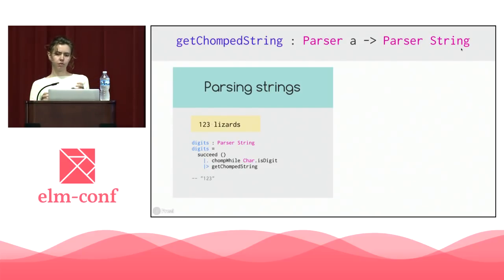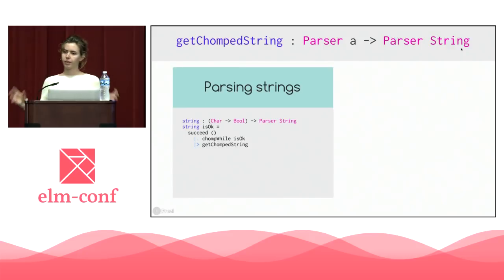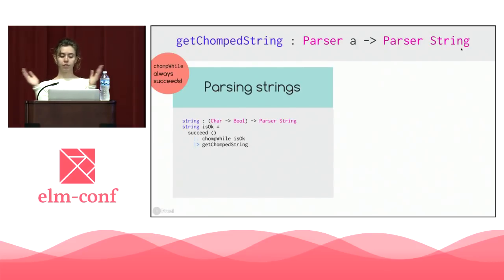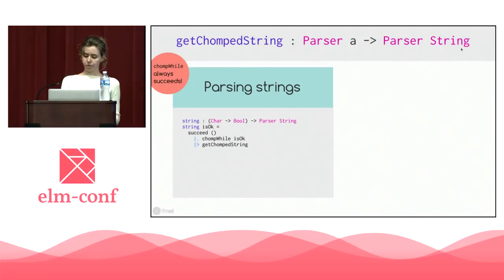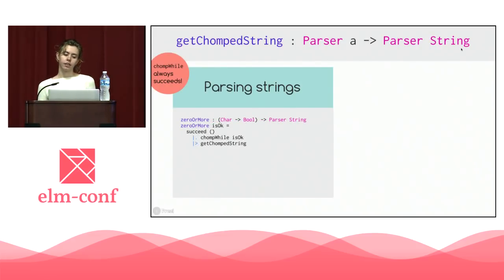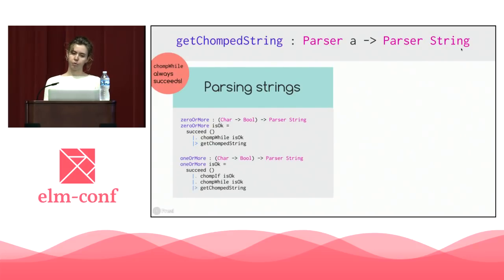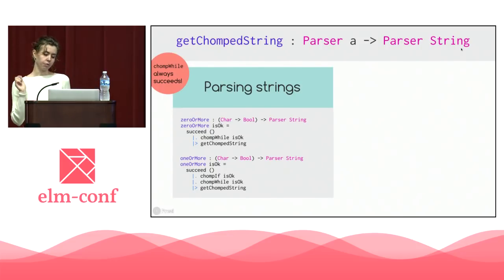So what we're going to do now is create a few helpers that we're going to use later. We can start by making a string one that's a little more flexible. So we decide the criteria, and we can use it later. It looks very much like the digit one, except we decide now. One thing that's worth noticing is that chomp while always succeeds, meaning that if it doesn't find any of the characters that fit the criteria, it returns just an empty string, like it just doesn't chomp anything. And so a more appropriate name for this function is actually like 0 or more. That implies that if we want to do a 1 or more, we want to use the chomp if function, because that will actually fail if it doesn't find one of the characters that we're looking for.